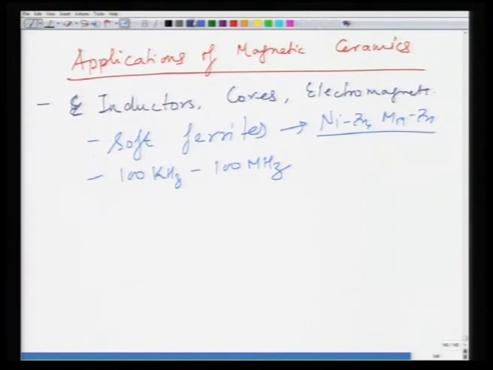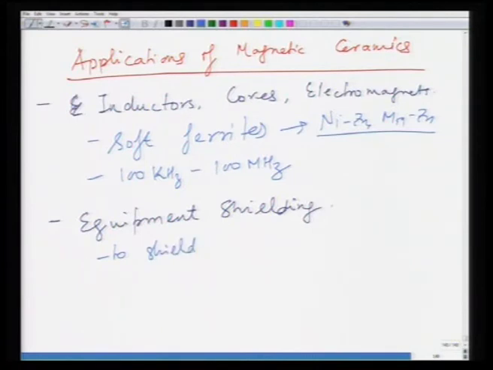They are also used for electric equipment shielding, and this is essentially because of their high impedance at high frequency currents. So these basically prevent, shield the high frequency noise.